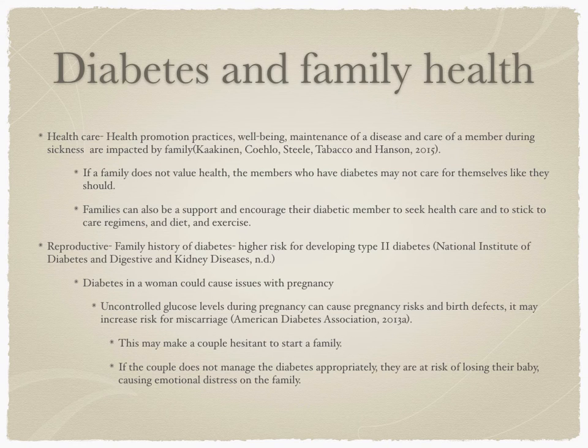In the reproductive domain, family history of diabetes leads to a higher risk of developing type 2 diabetes, and that's according to the National Institute of Diabetes and Digestive and Kidney Disease. So, parents may be hesitant to start a family, knowing their kids are more at risk for type 2 diabetes because it does run in families.